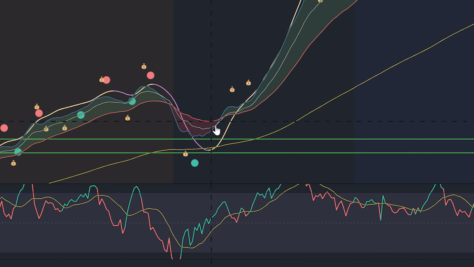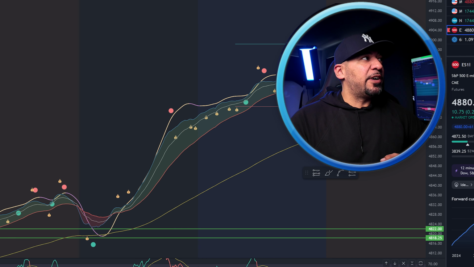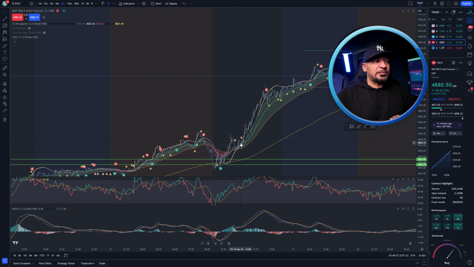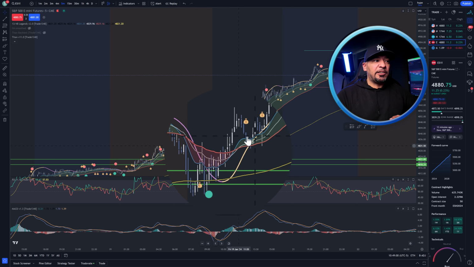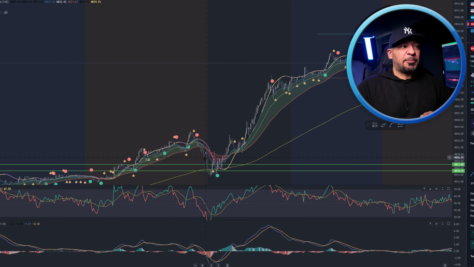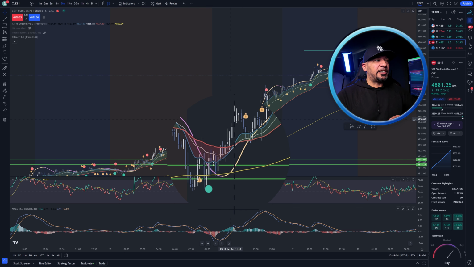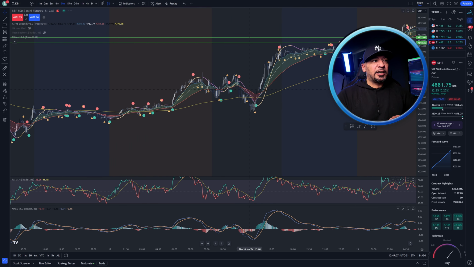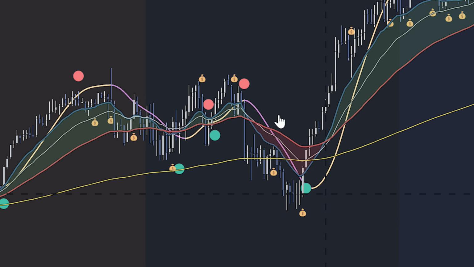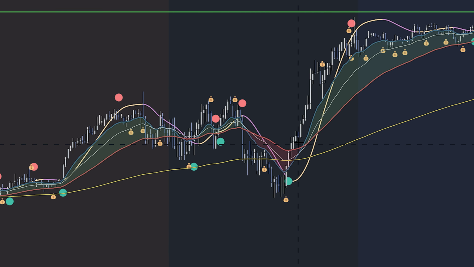This is ES. You all remember this day. If I go ahead and turn on the candles, you could see it respected the 48 EMA, of which gave us a bounce after the cross here, right? You will also be able to identify a bearish trend, as you could see right here. Of course, that bearish trend becomes bullish.